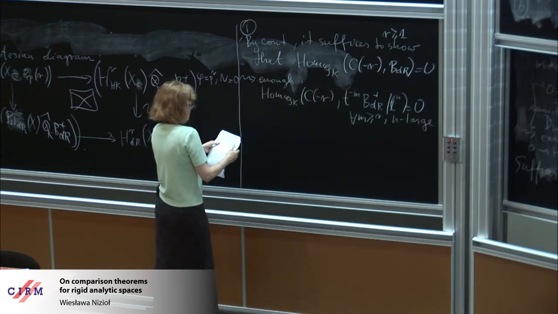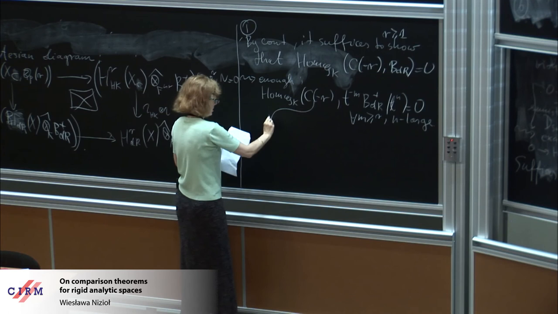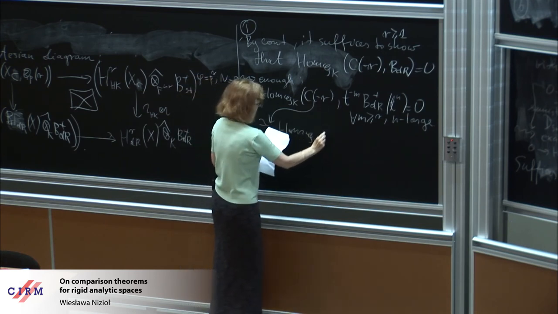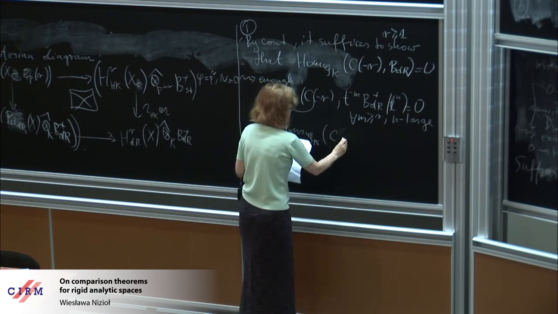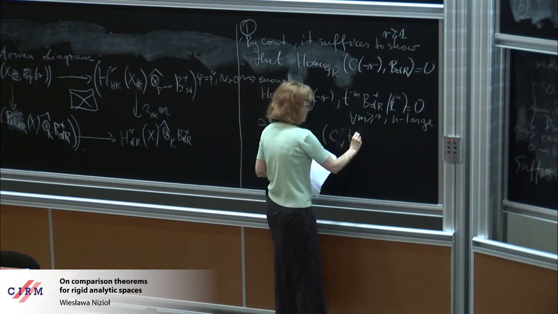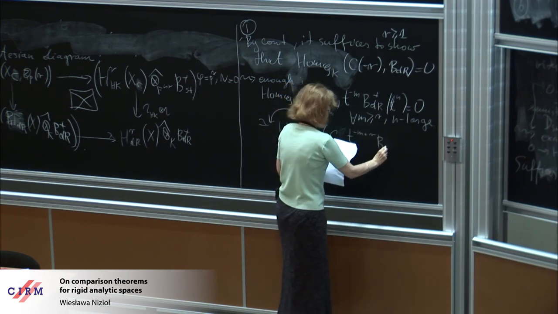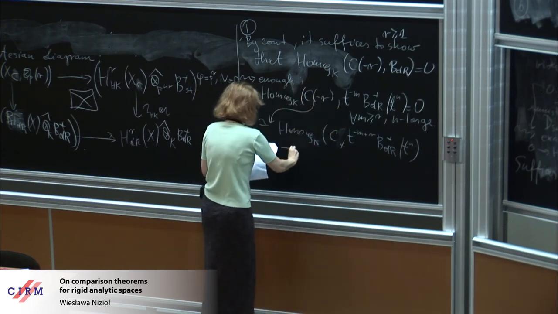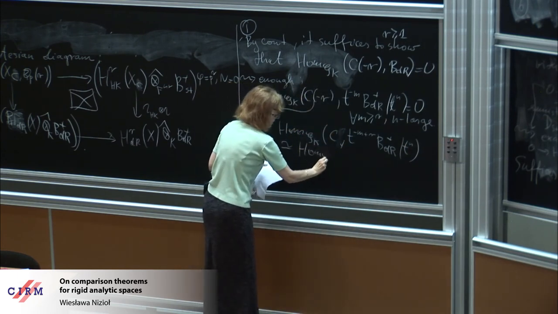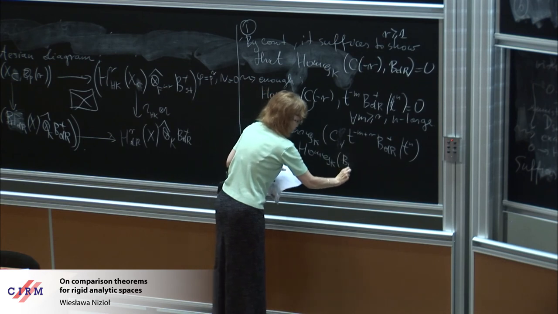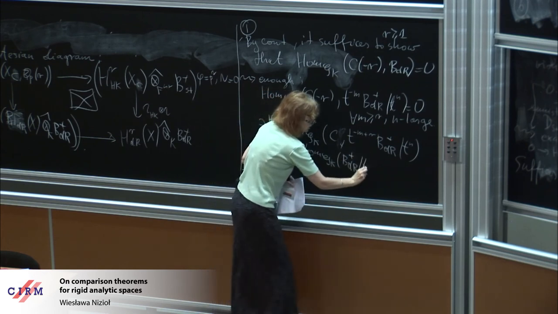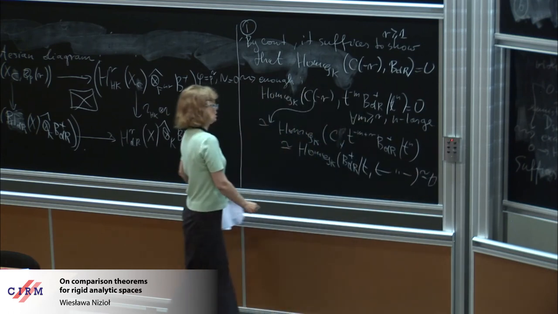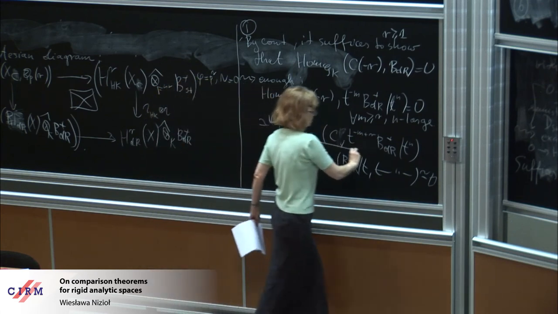Okay, now let me rewrite this. So this is Hom, Galois equivariant, from C, where I'm going to transfer the Tate twist to the other side, into B_dR^+ mod t^n. And this is trivially the same as B_dR^+ mod t^n with the same twist here. And this we want to be zero. Okay, so this is our second statement.